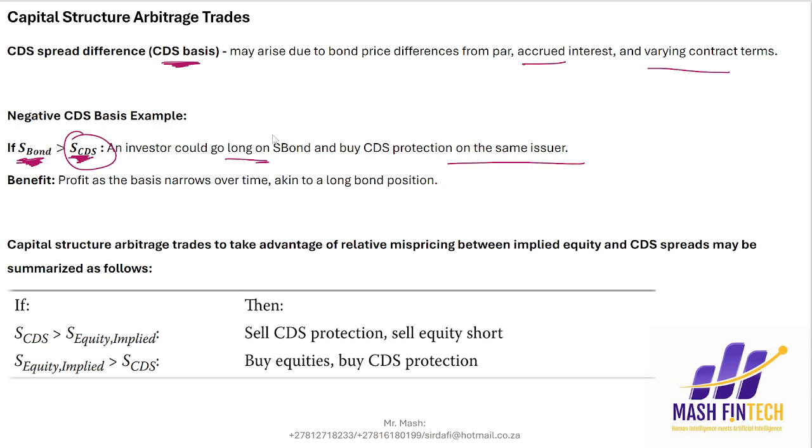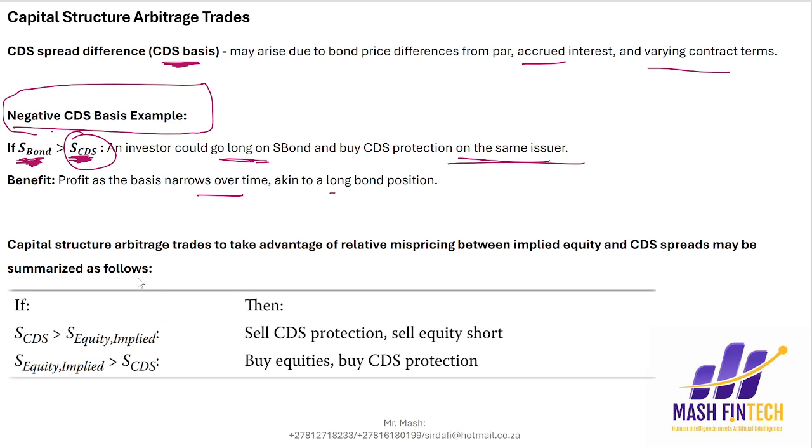So you go long if the spread on the bond is higher than the spread on the CDS. The CDS spread is lower than the spread on the bond. So you're buying cheap protection, and you are buying this bond, you go long, and this you do on the same issuer. The benefit is that you profit as the basis narrows over time, akin to a long bond position. That's with a negative basis.